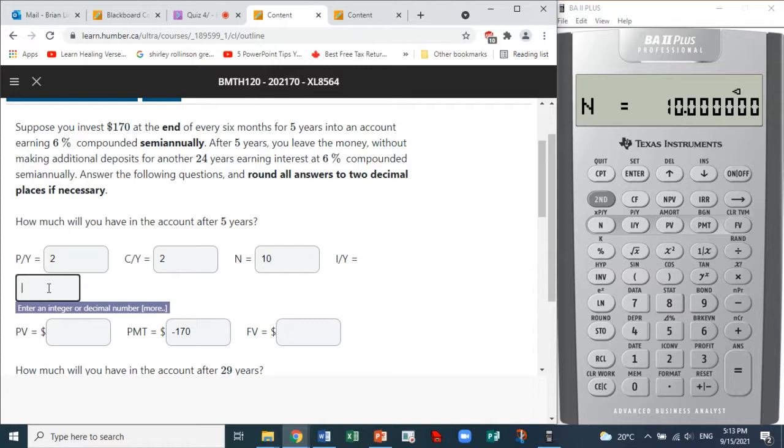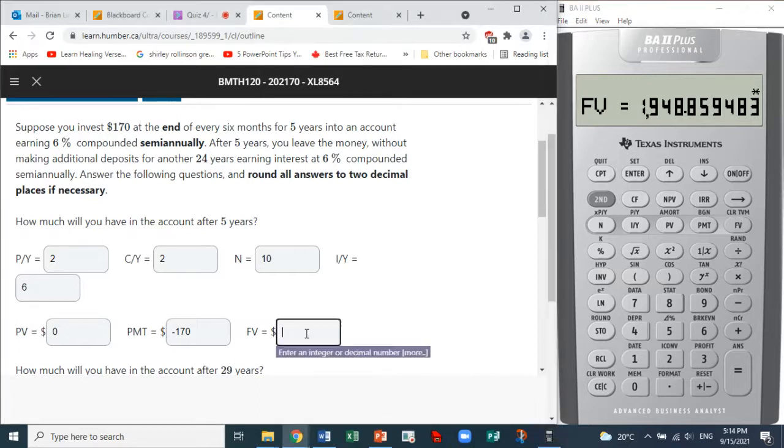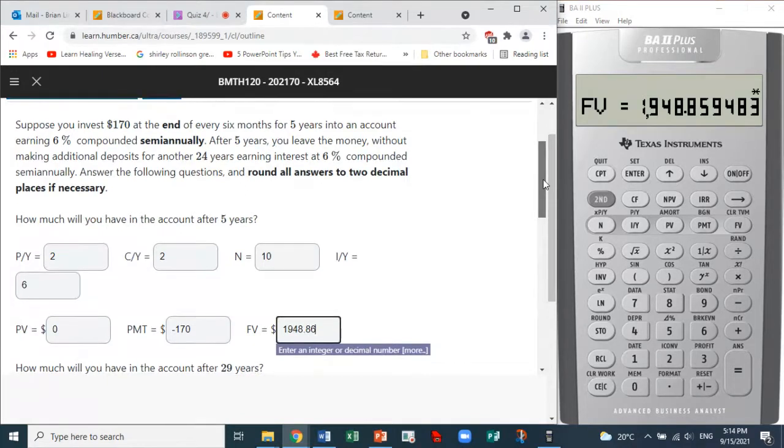Now the interest, we know it's 6%, so that goes in there. The present value is 0. All right, so 6% for the interest, 0 for the present value, and $170 for the payment. All right, and then we can compute the future value, which turns out to be $1,948.86.